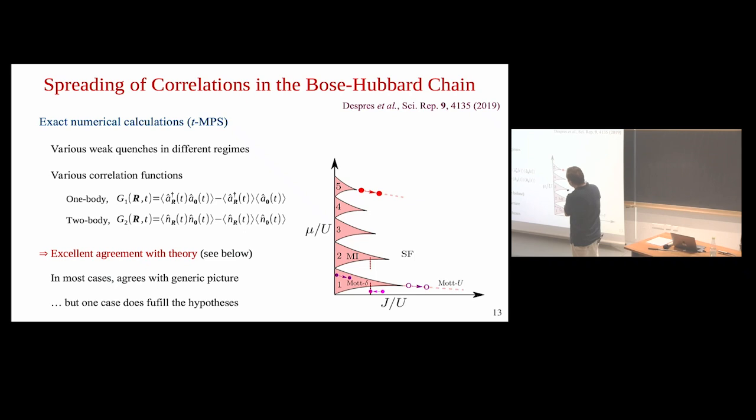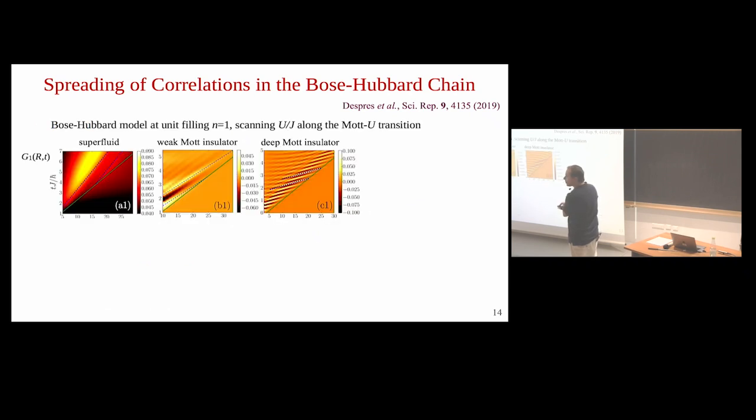So overall, there is a very good agreement with theory. This is what I have to show you here. So this is a calculation for the Bose-Hubbard model at unit filling, scanning the ratio of the interaction to the tunnel coupling, so at n equal 1. So this is a case where you have a superfluid state. So we quench in the superfluid state. This is the one-body correlation function as a function of time and position. And then, this one is a bit tricky to see, but nevertheless, here you are in the Mott insulator. That is still a weak Mott insulator. And here you are deep in the Mott insulator.